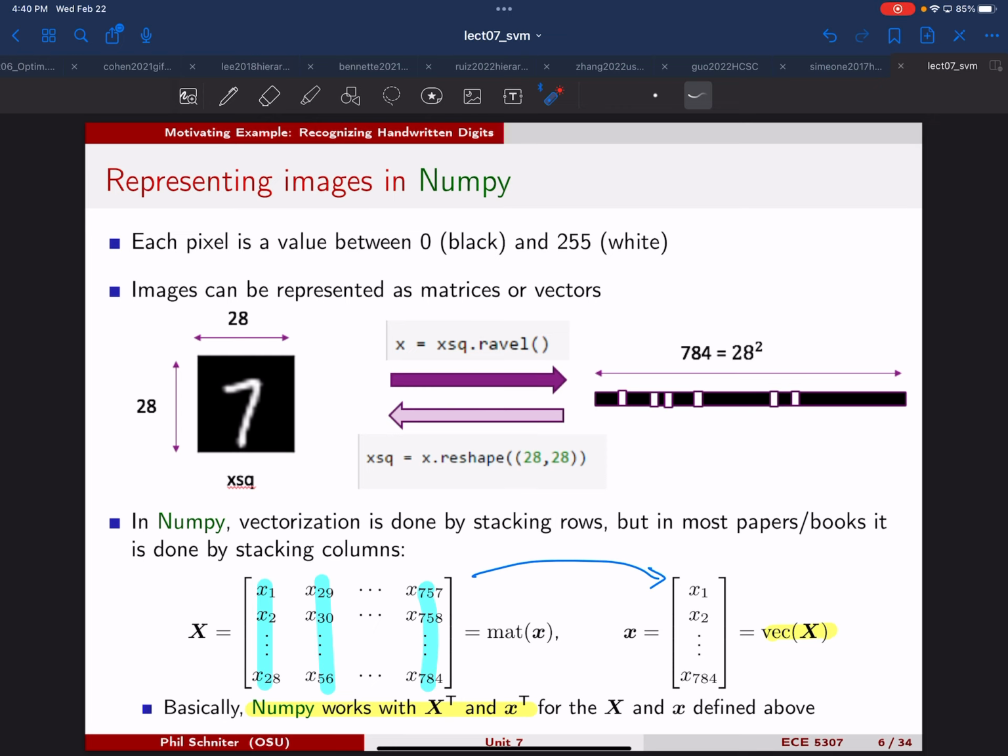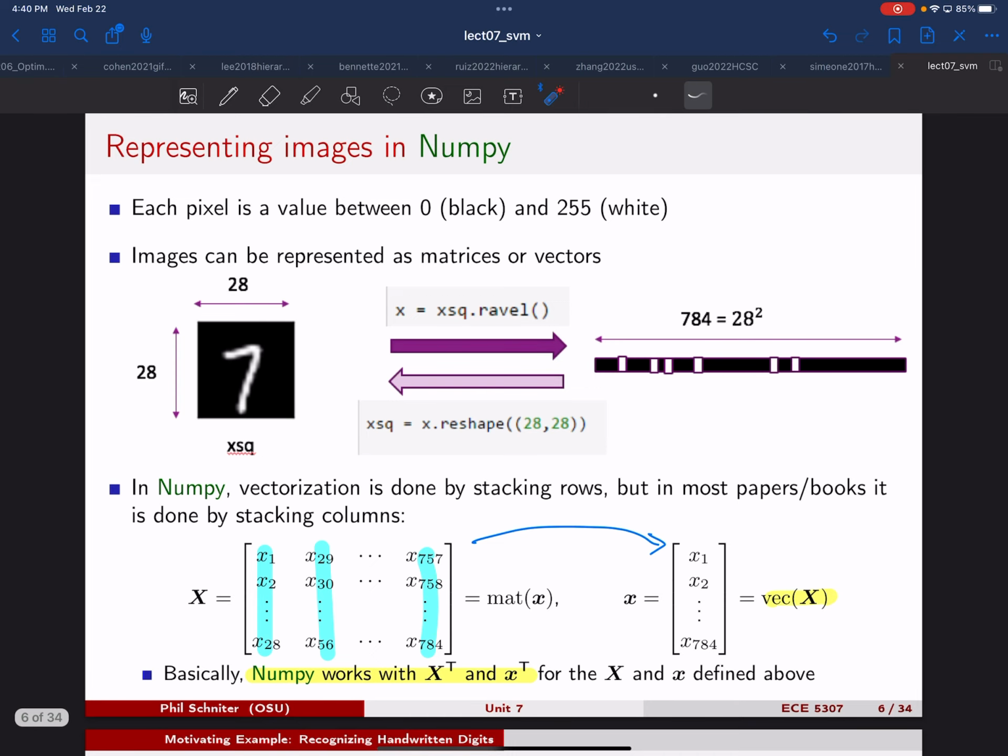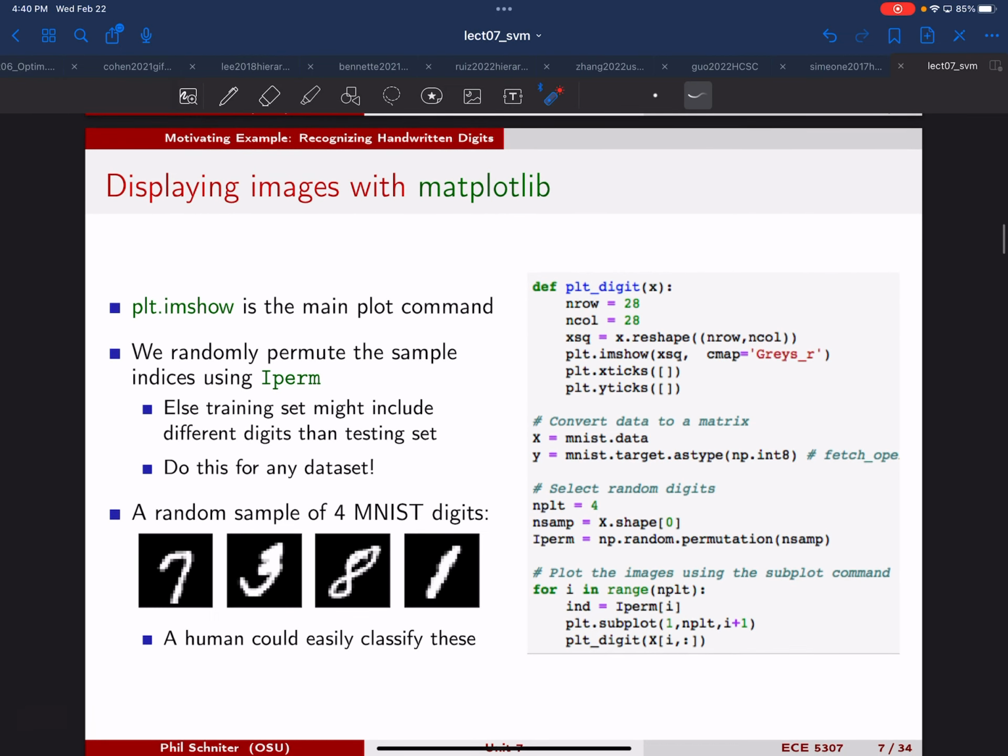Okay. All right. Any other questions? Okay. So commonly we want to plot things. So here's a little bit of code to plot things. Here we made this plot digit code. The main command we're using here is plt.imshow. So plt is your standard matplotlib library that we've been using a lot, and imshow is just the image show command. And we're doing a few other things like turning off the X and Y ticks so that you don't have little ticks because they're not really needed for an image.